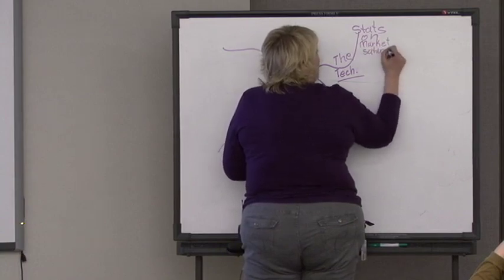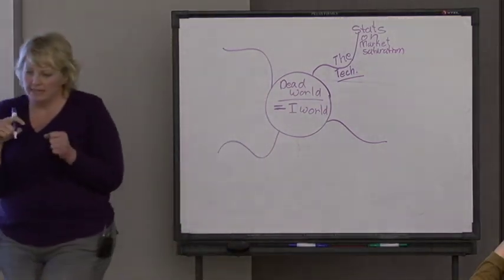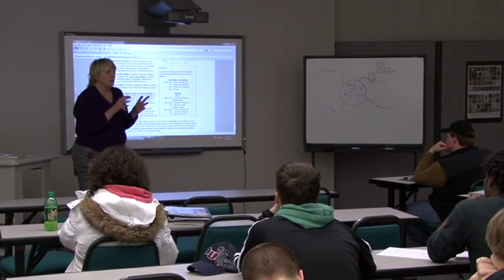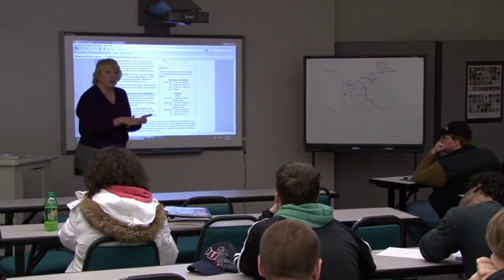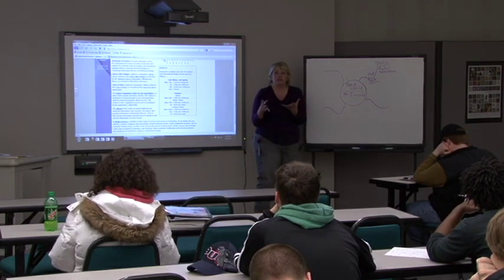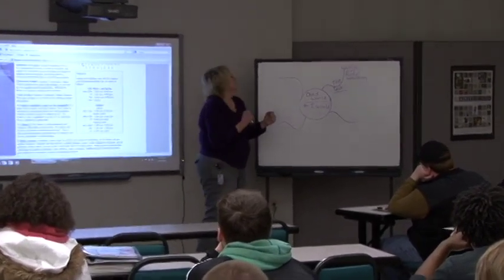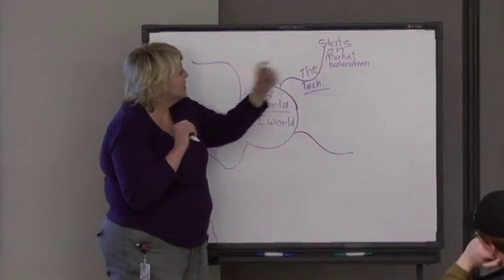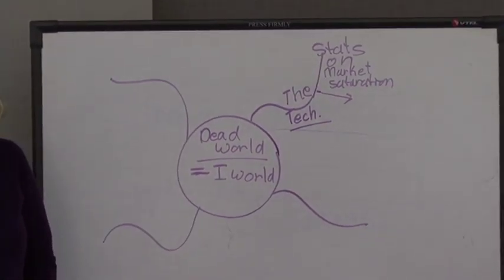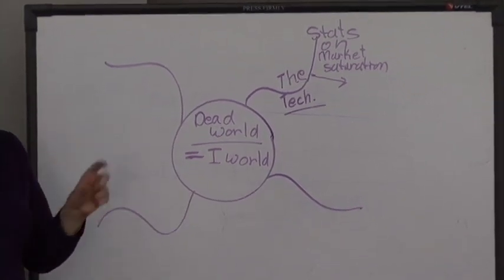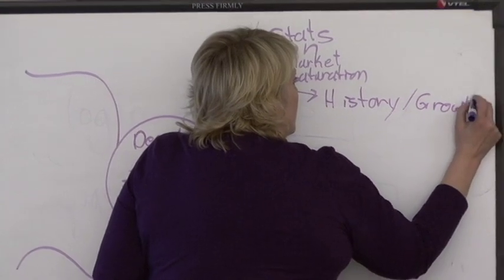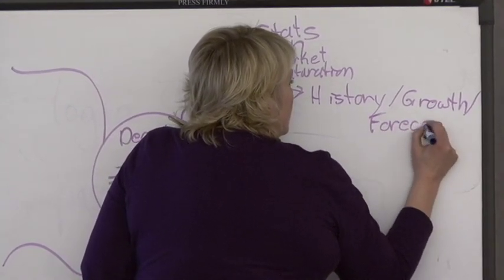Okay, now I'm going to pause for just a second, and I'm going to tell you guys that the way that I talk and think, the way that you talk and think about stuff is different than the way that the information is going to be organized. Your job is to put down how you think on your mind map, okay? So if you don't know the word market saturation, put the word that you would have chosen, all right? So stats on market saturation, maybe what else we might need are, maybe we could have the history and the growth of that market. Maybe the forecasting. So I'm going to put history, growth, forecasting. Okay.